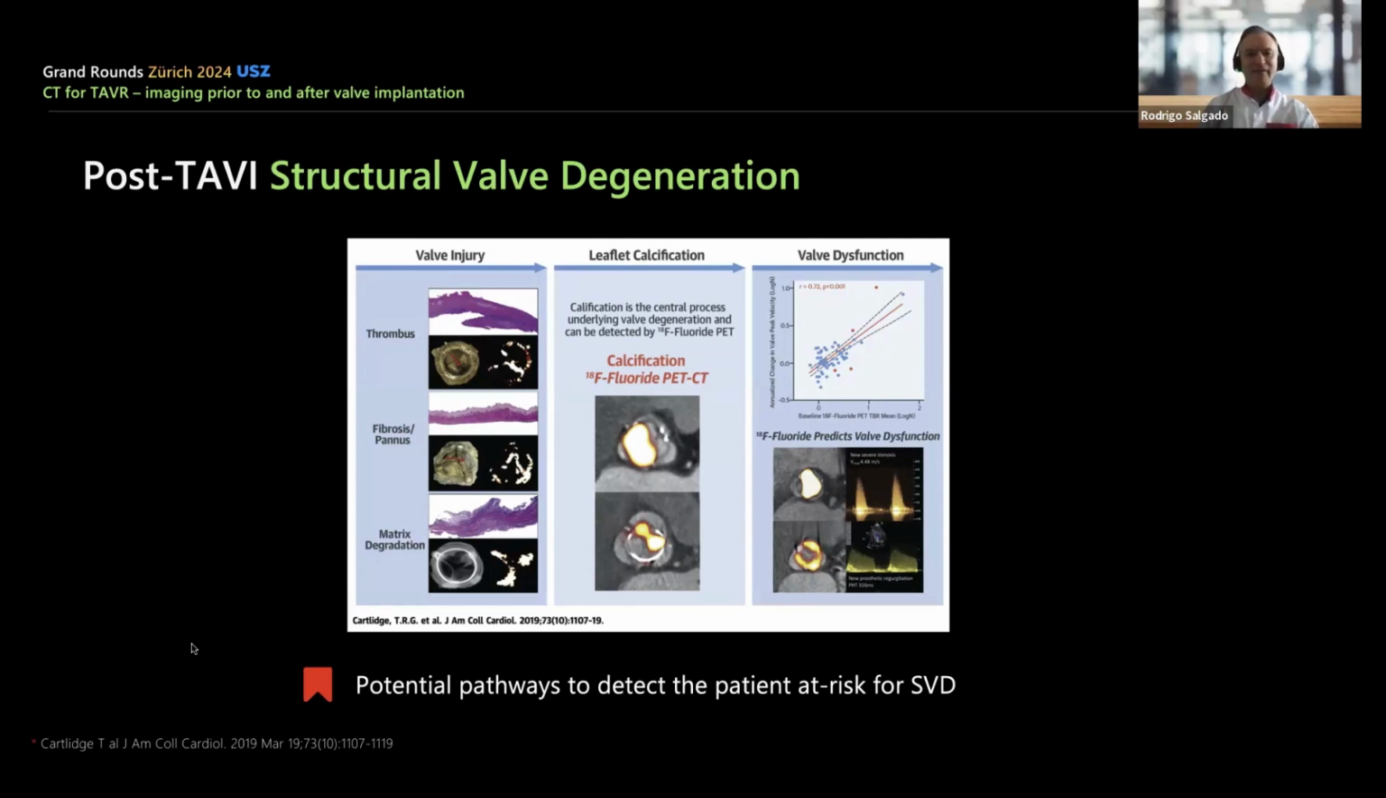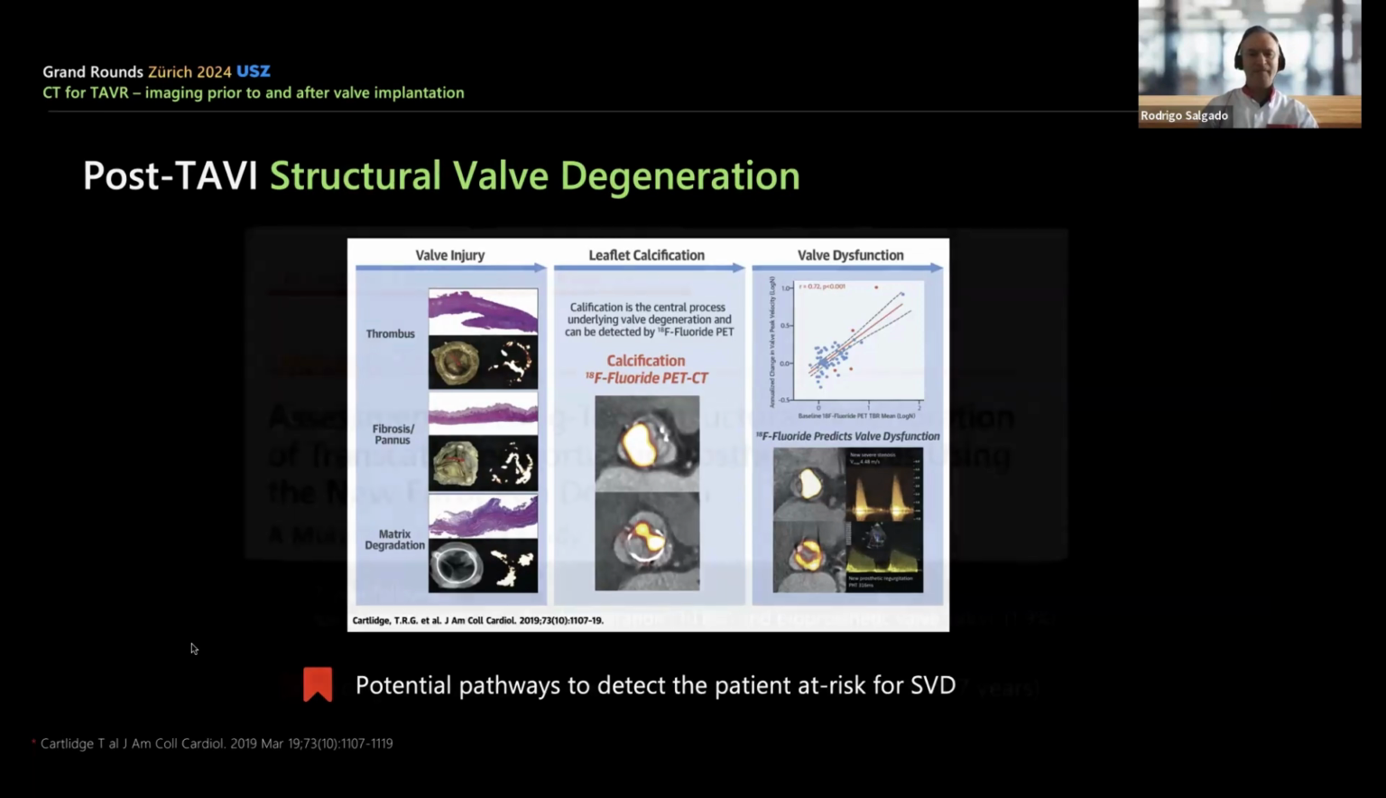And for detecting this structural valve degeneration, the most promising results are coming from the combination of CT with nuclear imaging, using special tracers that can detect the inflammation in the valve and the subsequent calcification with CT, so that we can detect it before structural valve degeneration.